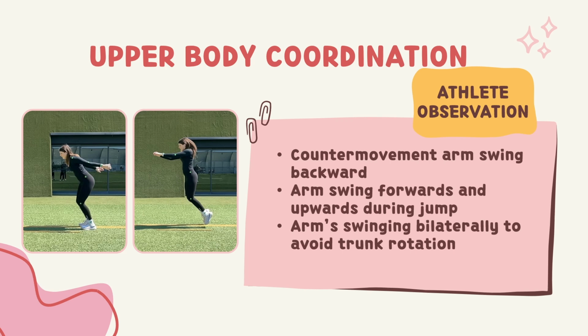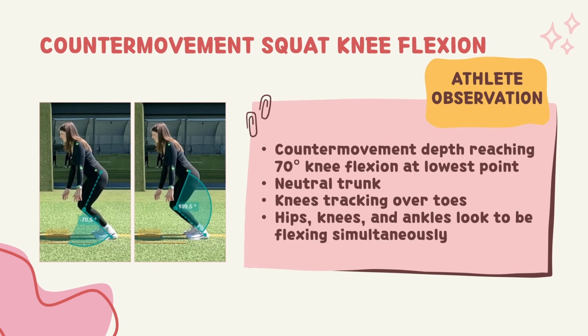In regards to her upper body, we can see a really nice backward arm swing during the counter movement phase, followed by that forward upward swing during takeoff, so that looked really good. And it also appeared that her arms were moving in sync as well, which is great for avoiding that trunk rotation.